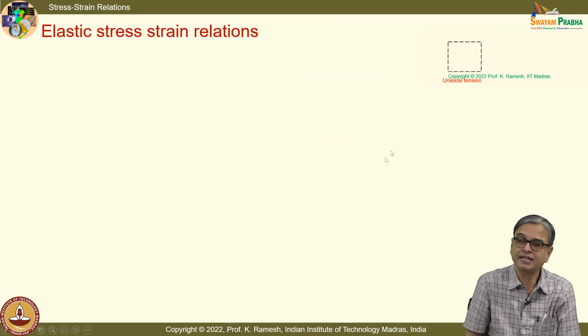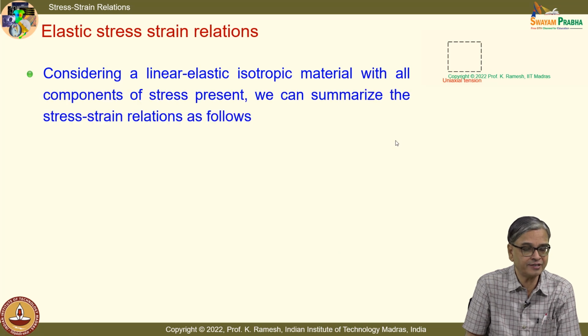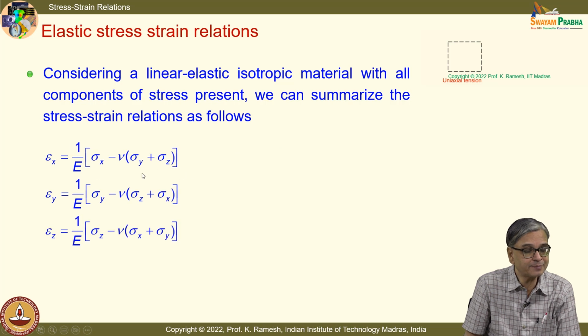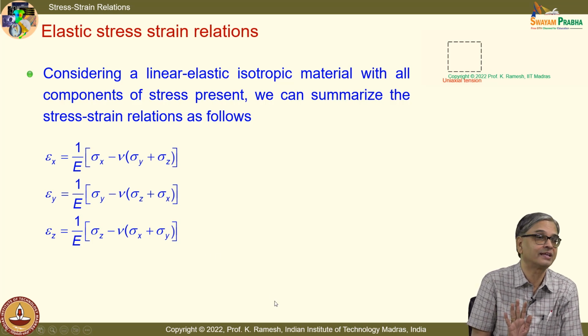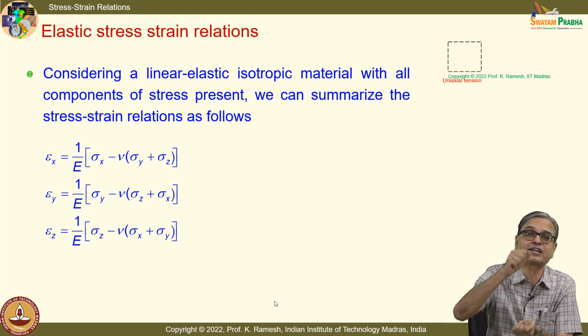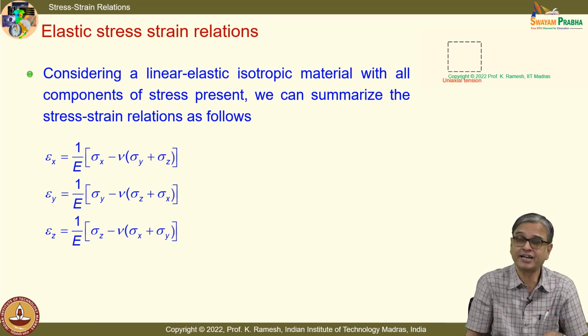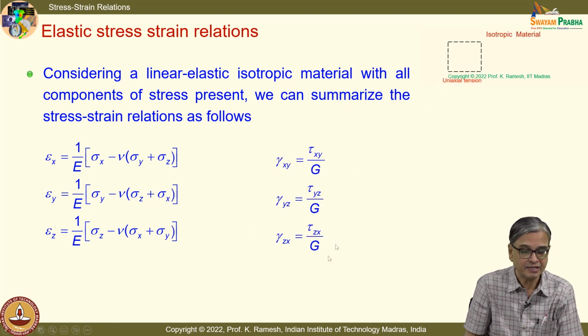So I have the elastic stress strain relations. When you say stress strain relation, you will have to write the complete expression for epsilon x, epsilon y and epsilon z. Don't stop at sigma x or sigma y. That can happen if I apply stress in the sigma x direction or sigma y direction alone. When you say stress strain relation, this is the stress strain relation. Okay. And you have shear strain related to shear stress.